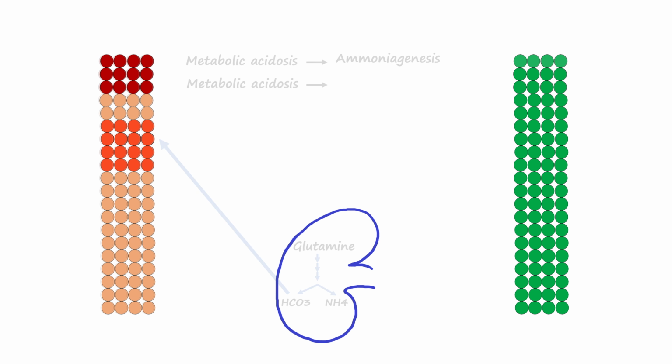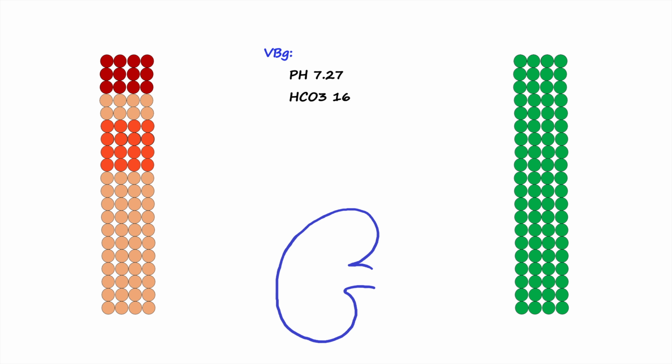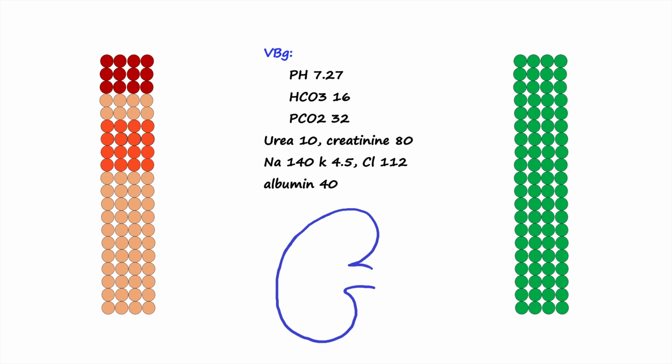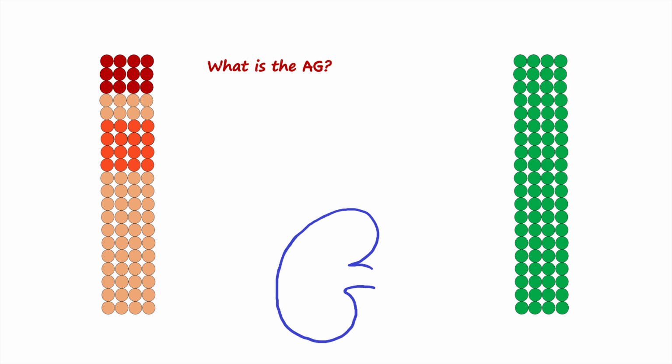Okay, now after, let's say, 8 hours into the treatment, let's take a look again at the blood tests. pH is up to 7.27, bicarb is up to 16, PCO2 is well compensated, kidney function has improved significantly, sodium 140, potassium 4.5, chloride of 112. Okay, let's do the anion gap again. The anion gap will be 12.